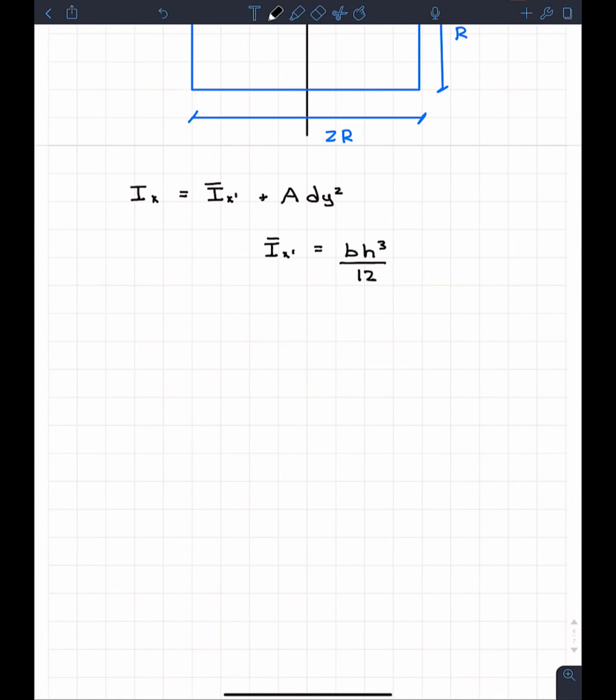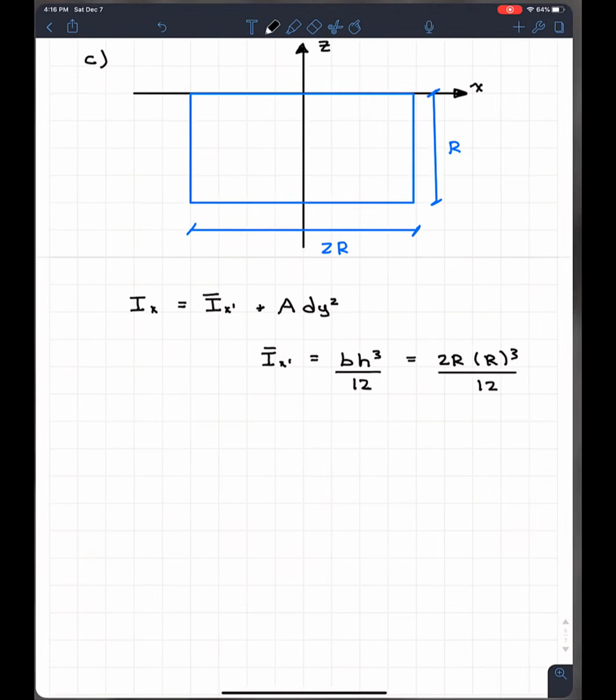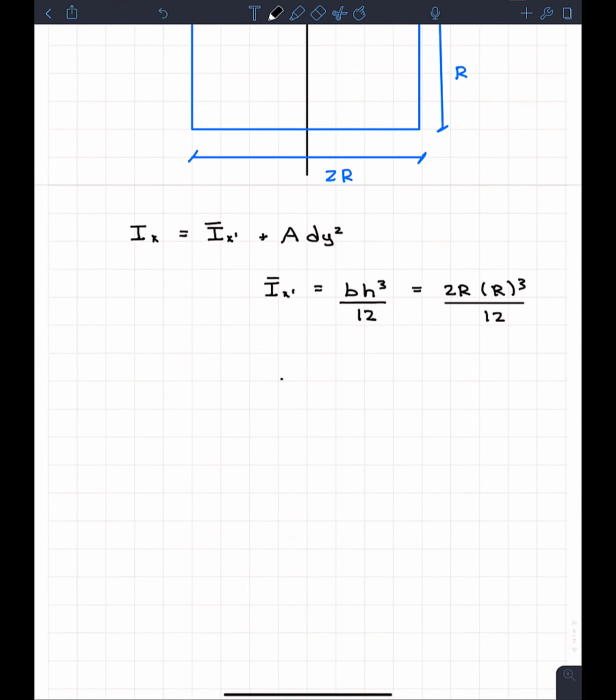Excuse me. And if we substitute everything in, we know that the base here is going to be 2r. The height is also just r, and this is going to be cubed, divided by 12. The area of a rectangle is just the base times the height. So we're going to have the area is equal to base times height. The base is 2r, and the height is just going to be r.